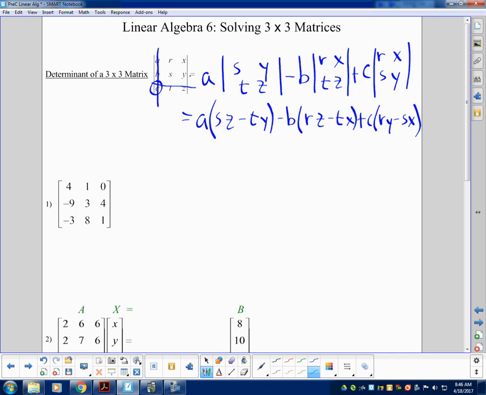But what I'm doing is I'm taking each of the elements of the first column, circling it. You can see with C, circle it, cross out the column and row, and then the determinant that's left over, do you see the determinant that's left over? It is a 2 by 2, and I'm calculating that determinant.